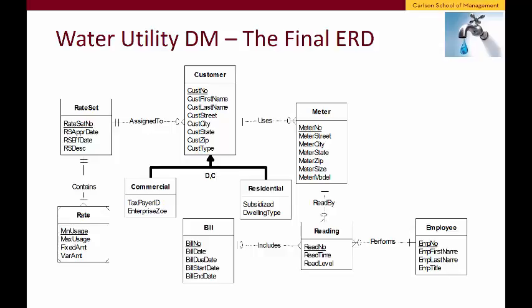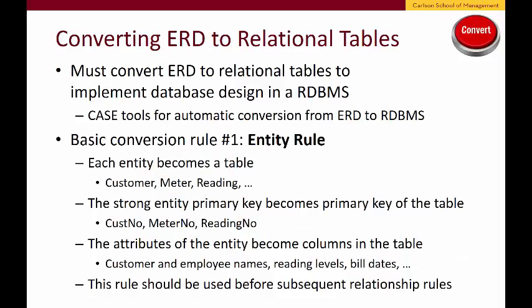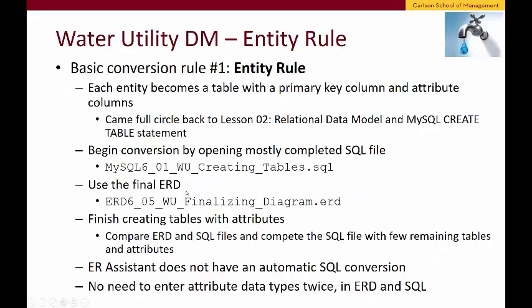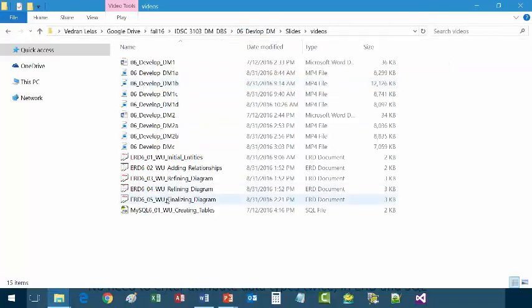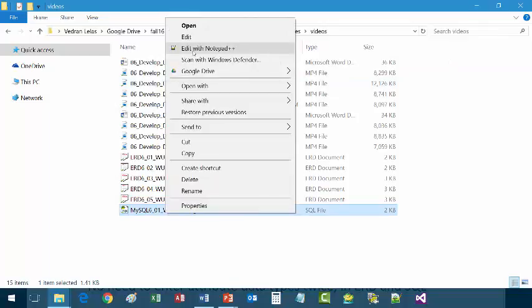So we have to create a table statement for each one of these, and since we have done this, as I keep saying, a lot so far, we're not going to completely recreate it. I'm going to use this file called MySQL 01 underscore WU underscore creating tables as a starting point. So let's switch to the lectures folder, in my case slides and videos, right click on that and open it in Notepad.